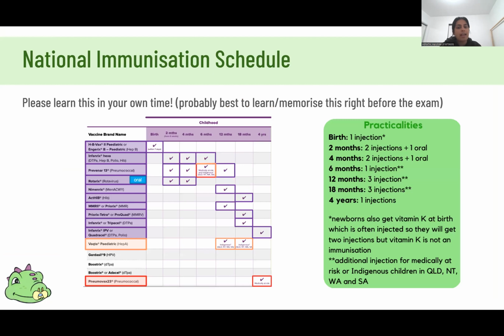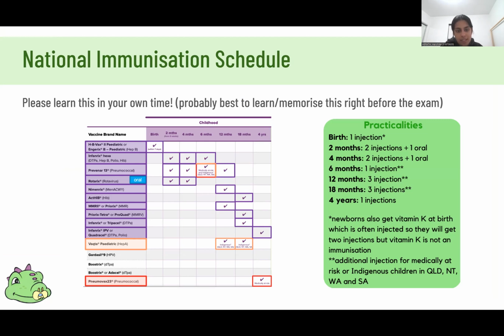Cool. Last thing is the national immunization schedule. So you'll do this, this is relevant to both GP and to peds. So the national immunization schedule is a preventative measure used in most countries. This is the schedule for Australia.